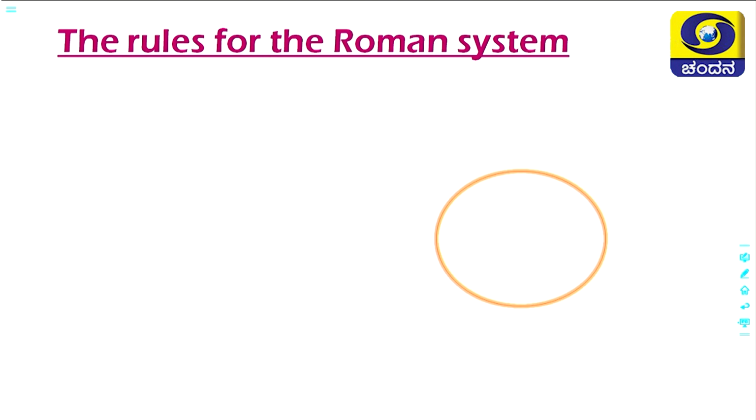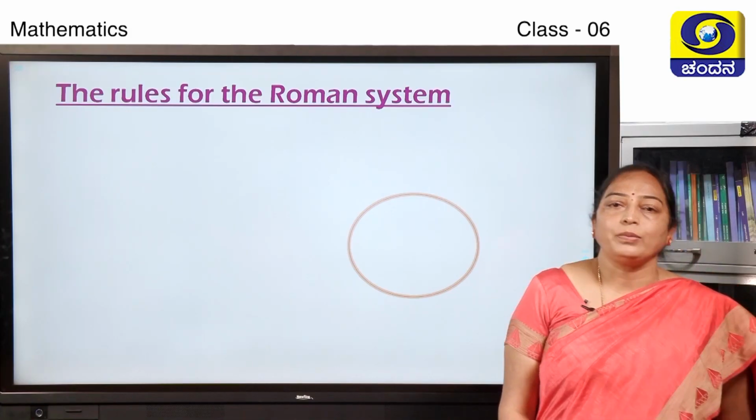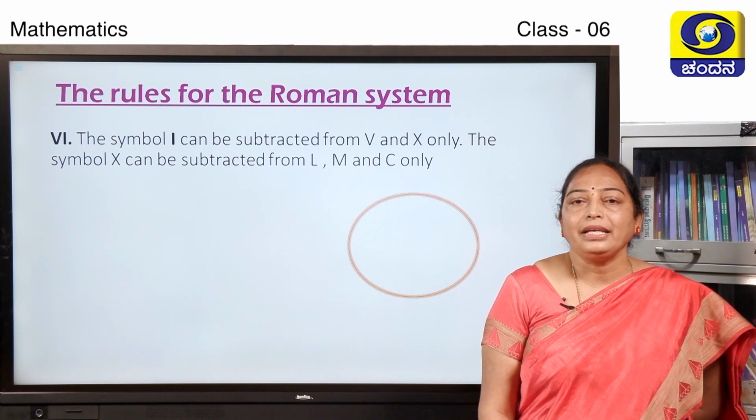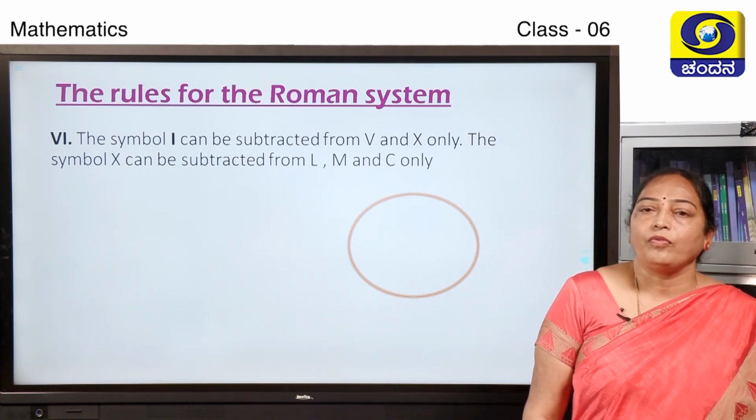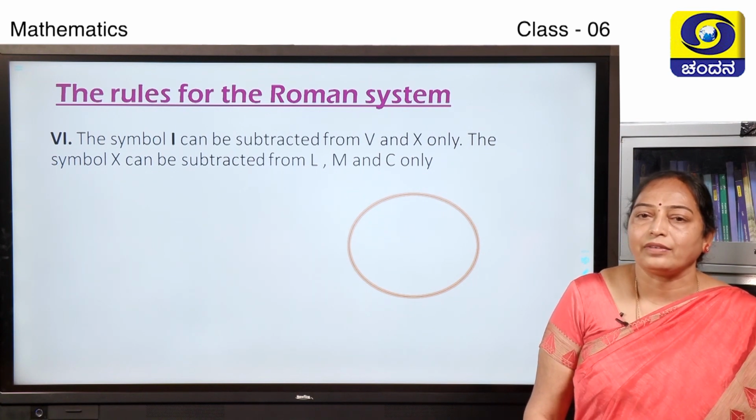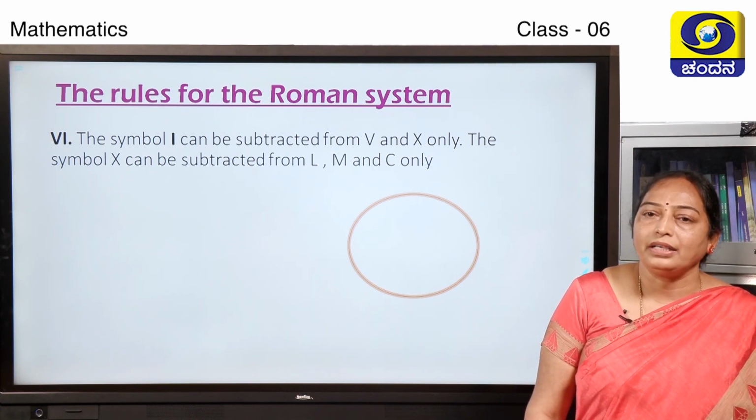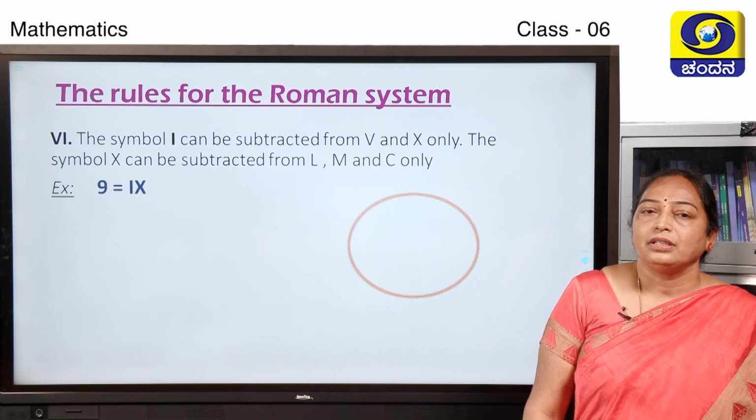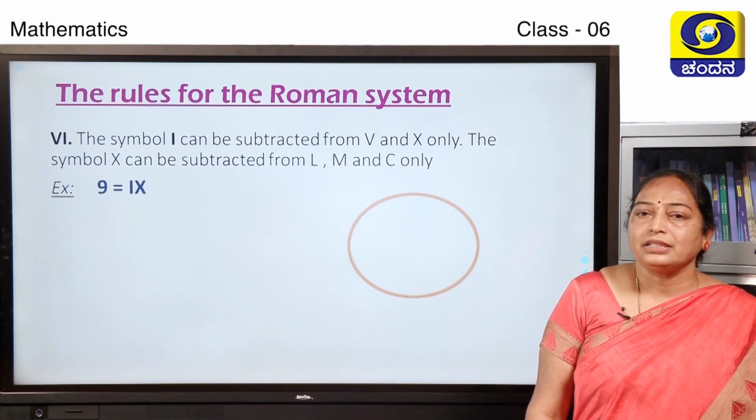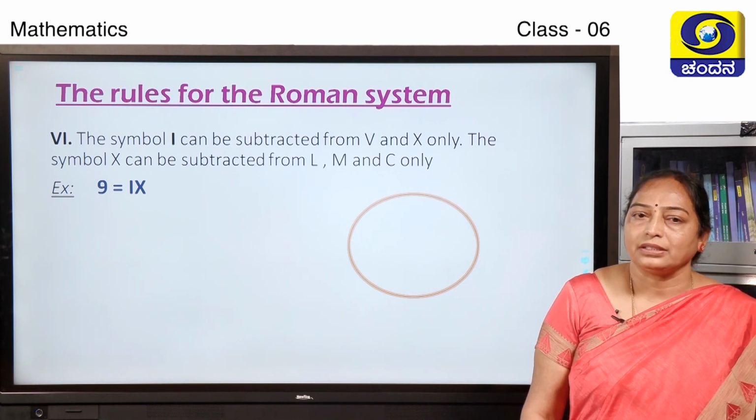Let us see the next rule. The rules for the Roman system. The symbol I can be subtracted from V and X only. The symbol X can be subtracted from L, M and C only. Let us go through the example 9. Here I is subtracted from X. Is it correct?